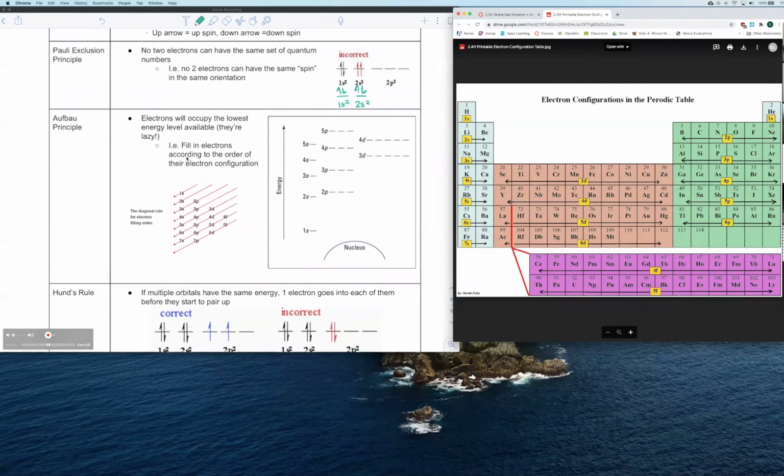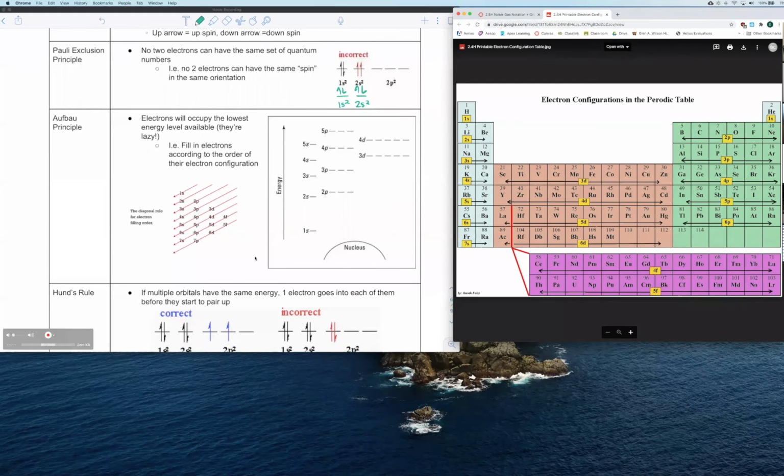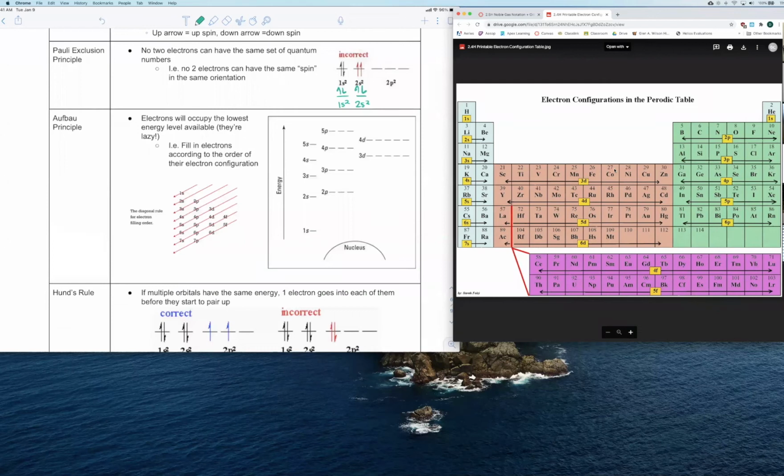The next principle is kind of redundant. It says electrons will always occupy the lowest energy level available. So all that's saying is your electrons will fill in the order of the electron configuration table, because the electron configuration table is written from lowest to highest energy. So for example, if I'm writing the electron configuration of, let's say, boron, right? The correct electron configuration would be 1s2, 2s2, 2p1. So it's saying just don't skip your orbital. You can't just skip around, because that means your electron is excited.